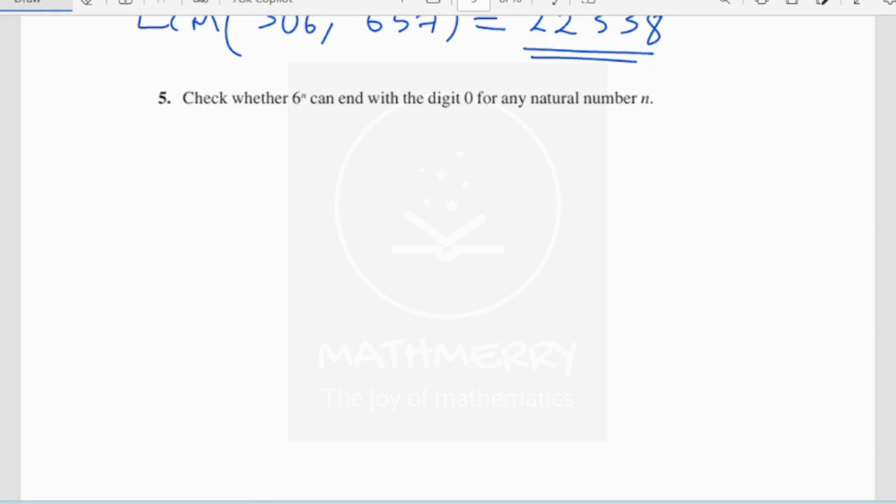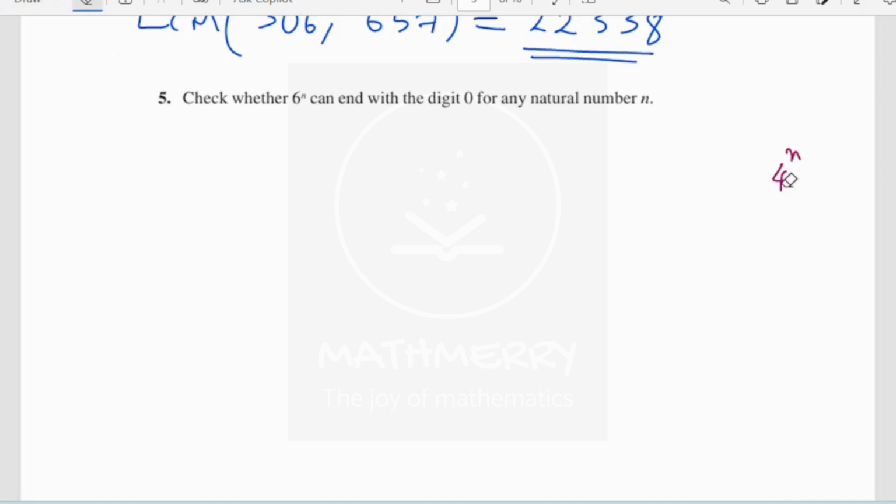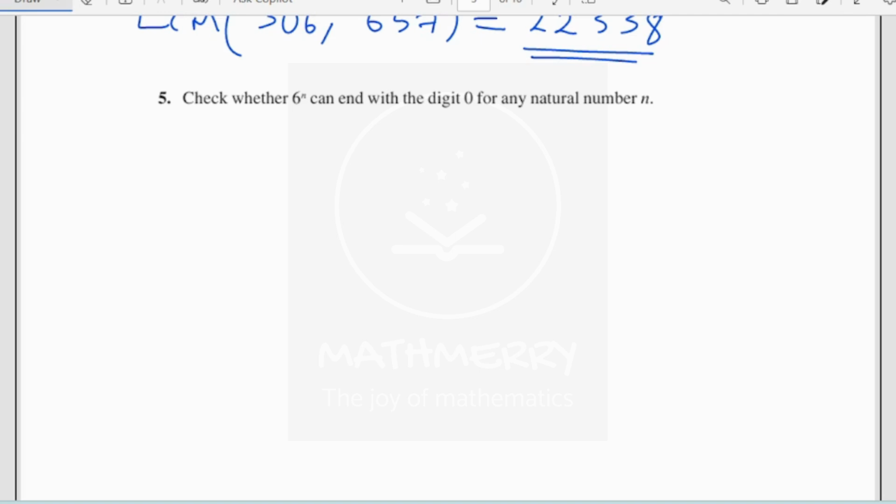So this is our fifth question. It says, check whether 6 raised to n can end with the digit 0 for any natural number n. This is like our previous question where we found out regarding 4 raised to n. This is a little bit different in the sense that this is 6 raised to n, but the methods are similar.